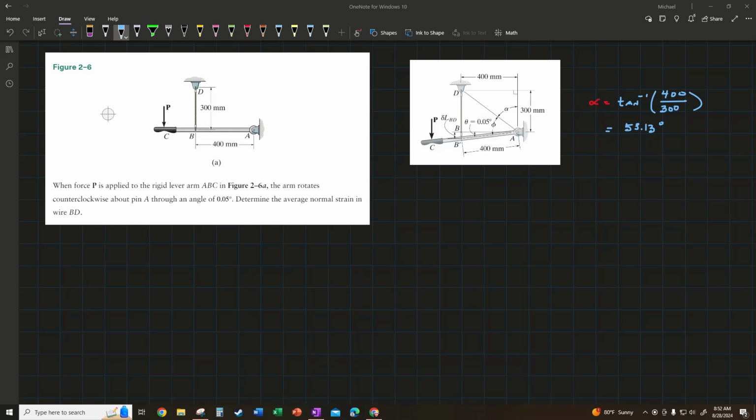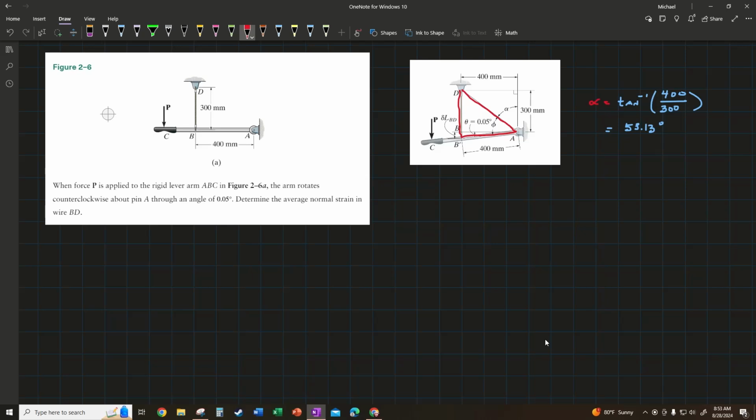So our approach here is really to characterize this triangle here. Because if we do that, we can figure out what our overall length is, and from that we can figure out what the original length of the bar BD is.